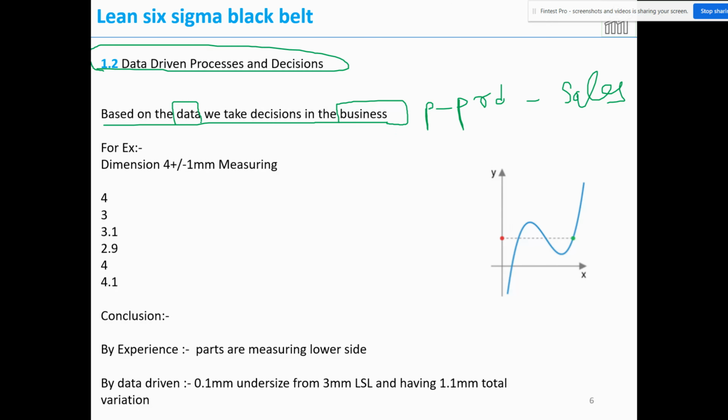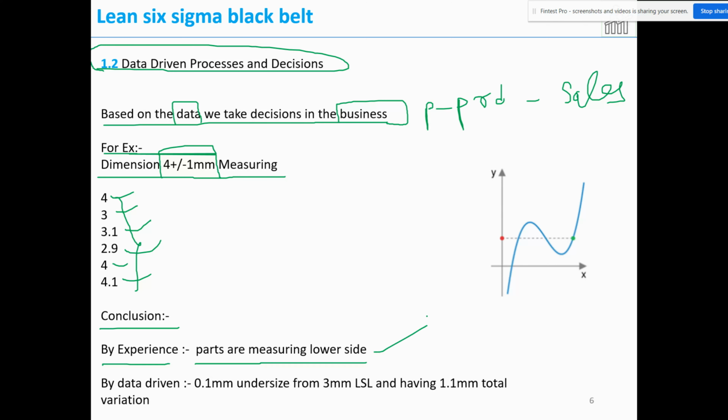So now there is an example. The example here is a dimension for plus or minus 1 mm measuring. So this is the dimension that you have taken for plus or minus 1 mm, and there is some data below, and we are going to see what conclusion we can make from this data. The first data is 4, 3, 3.1, 2.9, 4, 4.1. Now based on this data, what is the conclusion that we can give by experience? Oh, parts are measuring on the lower side. This is a conclusion that we can give by experience.